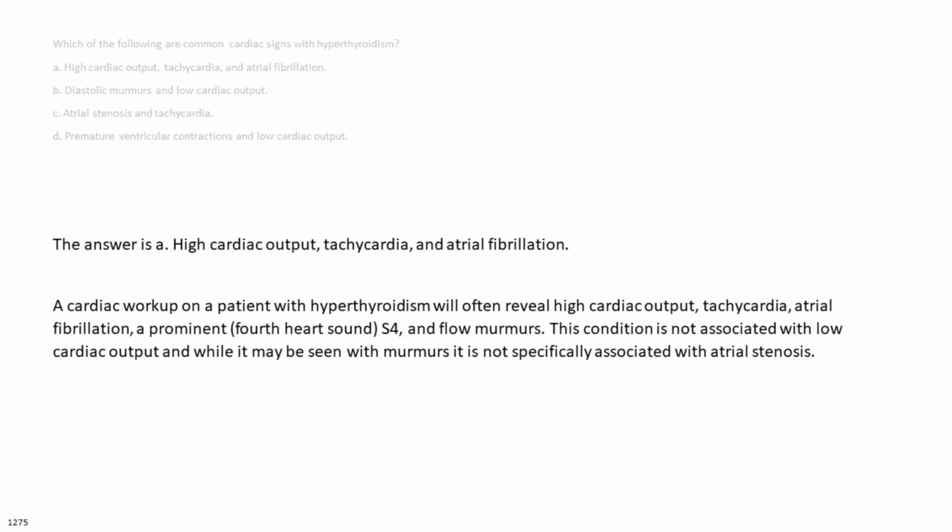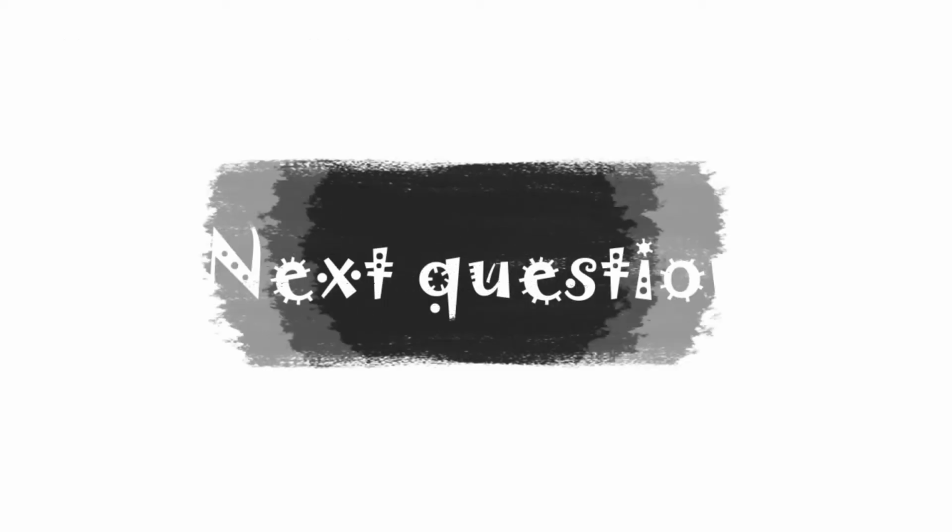The answer is A. High cardiac output, tachycardia, and atrial fibrillation. A cardiac workup on a patient with hyperthyroidism will often reveal high cardiac output, tachycardia, atrial fibrillation, a prominent fourth heart sound, S4, and full murmurs. This condition is not associated with low cardiac output, and while it may be seen with murmurs, it is not specifically associated with atrial stenosis.